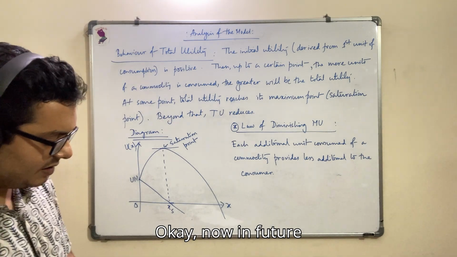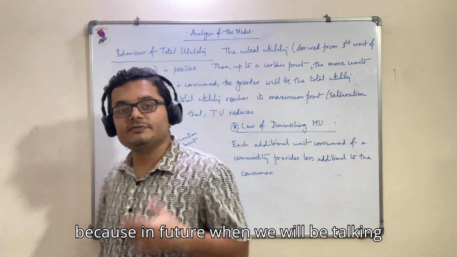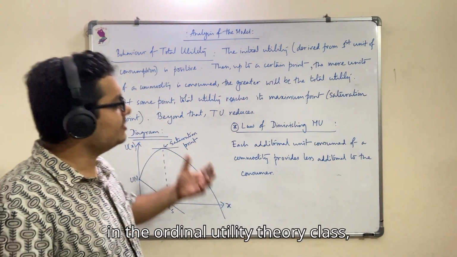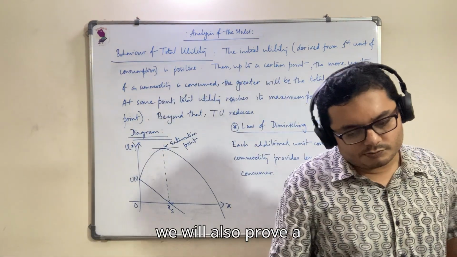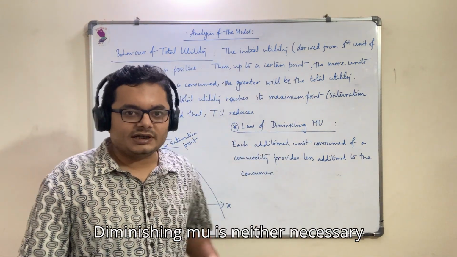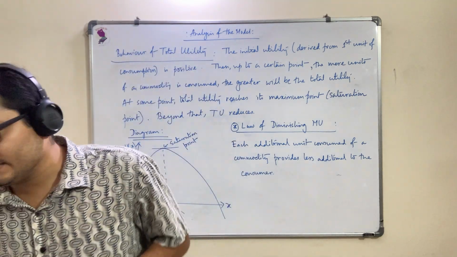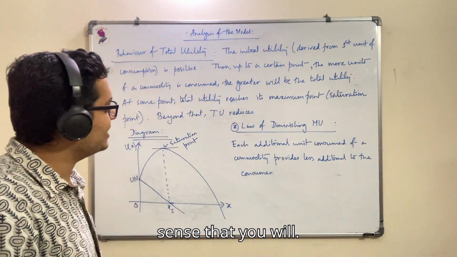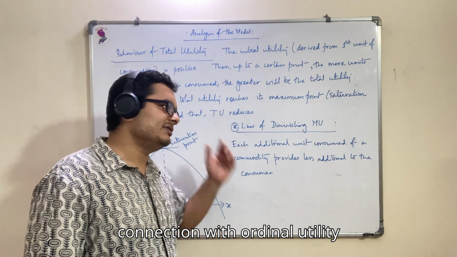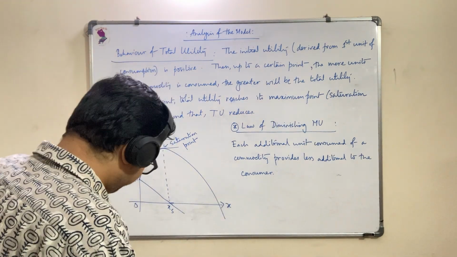Okay. Now, in future, I will ask you to remember the role of this law, because in future, when we will be talking about the law of diminishing MRS in the ordinal utility theory class, we will also prove a result, which is that diminishing MU is neither necessary nor sufficient for diminishing MRS. Okay, and there we will complete our journey in the sense that you will understand that this has no connection with ordinal utility theories, IC being convex to the origin and diminishing MRS. All right.